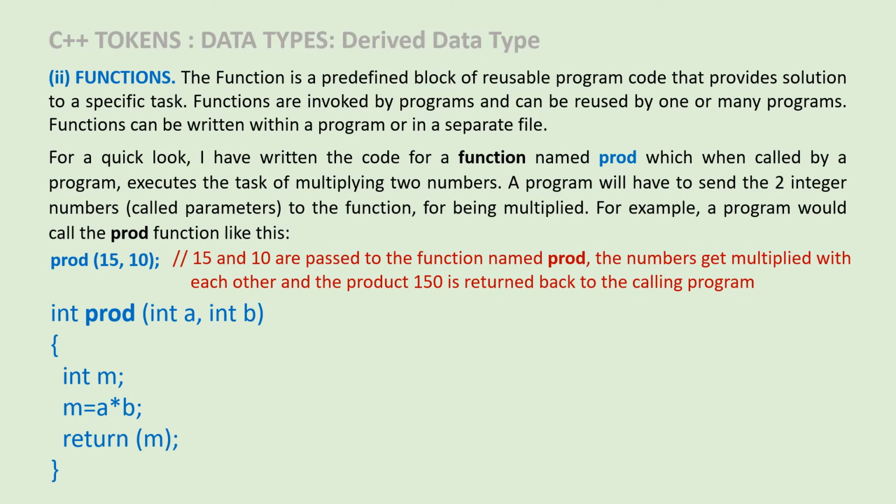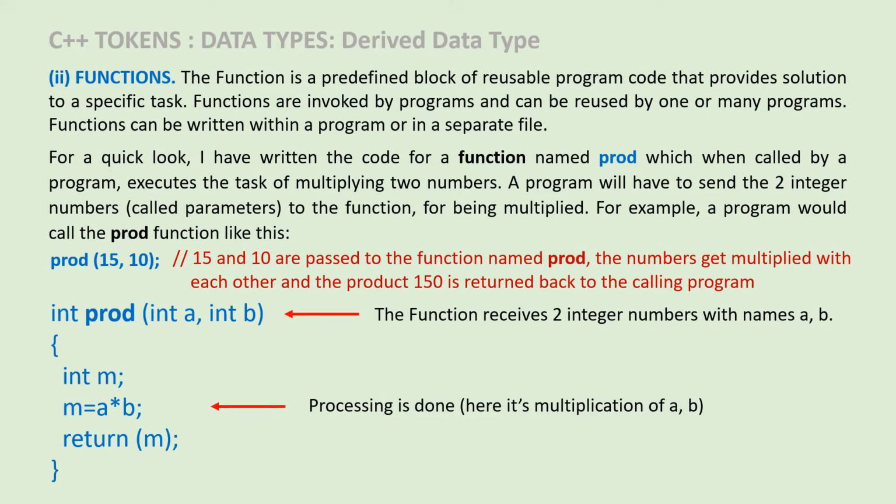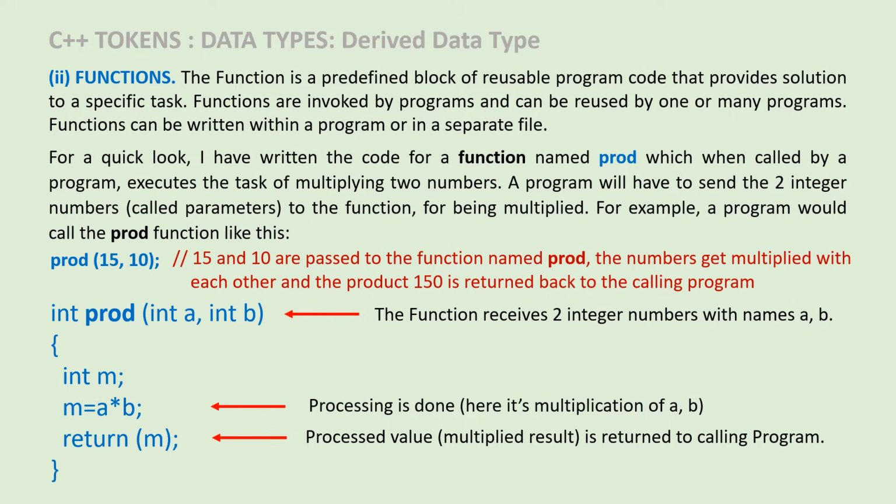This is the function named prod that multiplies two numbers and returns the result. The function receives two integer numbers with names a, b here. The multiplication is done here. The multiplied result is returned back to calling program from this line. I am now going to demonstrate how the function works.